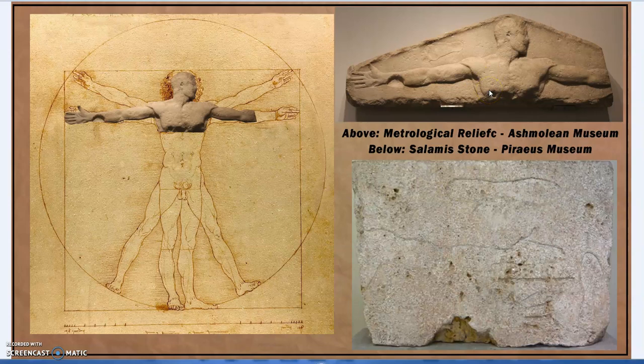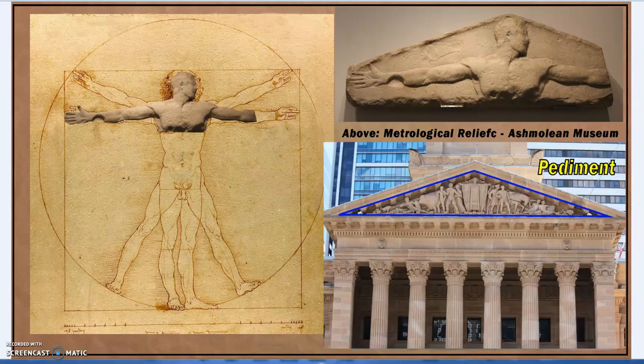But there are varying measures in the ancient world. Now, the same thing happens with this Salamis stone here. But before we go on, you have a pediment on top of the traditional Greco-Roman temples, this triangular facade there at the top, and this metrological relief is in the shape.